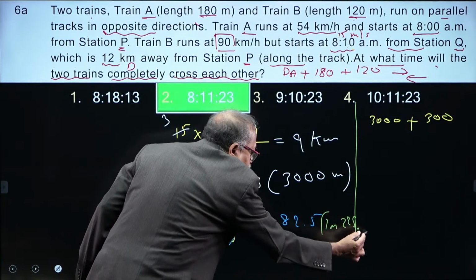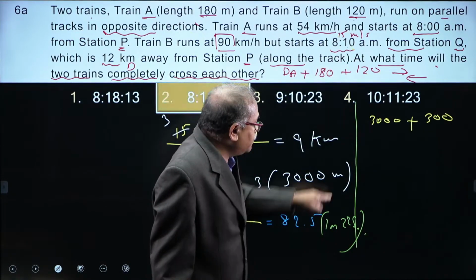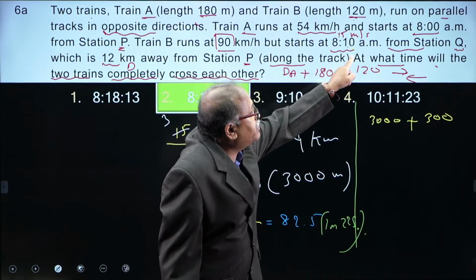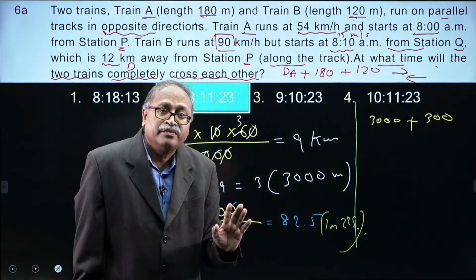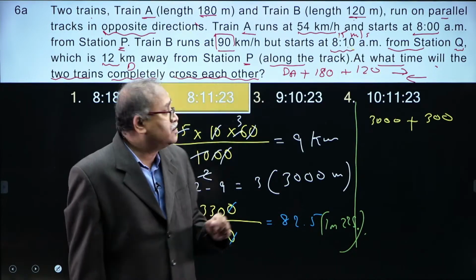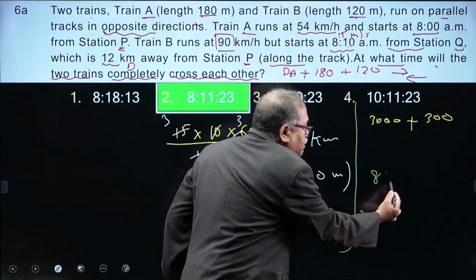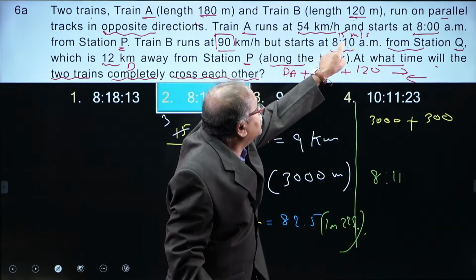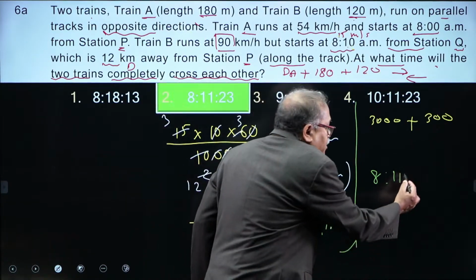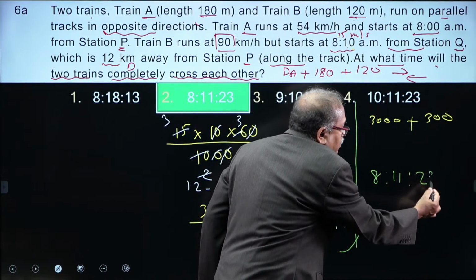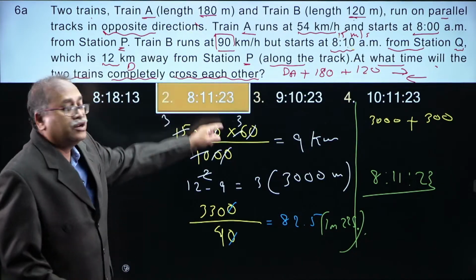That means this gives us 1 minute 22 seconds. From where? From 8:10. So, 8:10 plus 1 minute is 8:11 and 22.5 seconds. That roughly I can take as 23. So my time comes to 8:11 and 22.5 seconds, and in the options I have 23 approximate. So, that is 8:11:23.